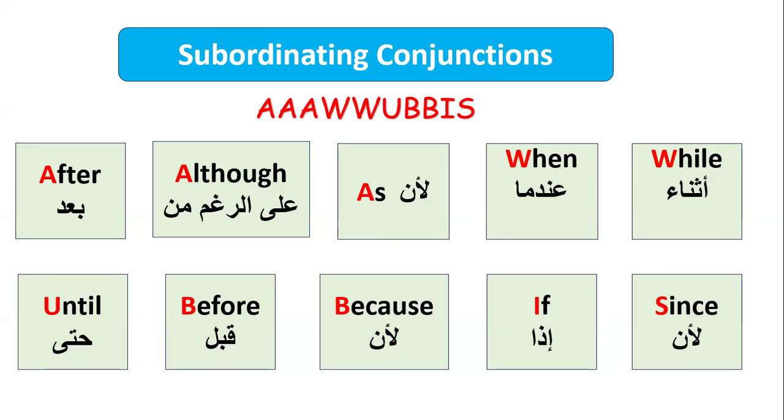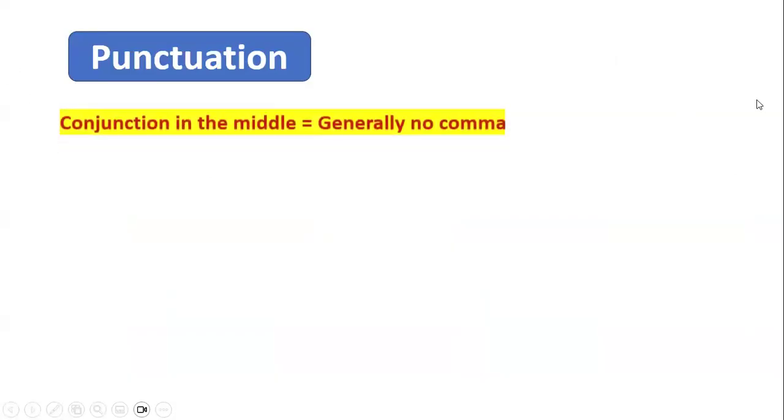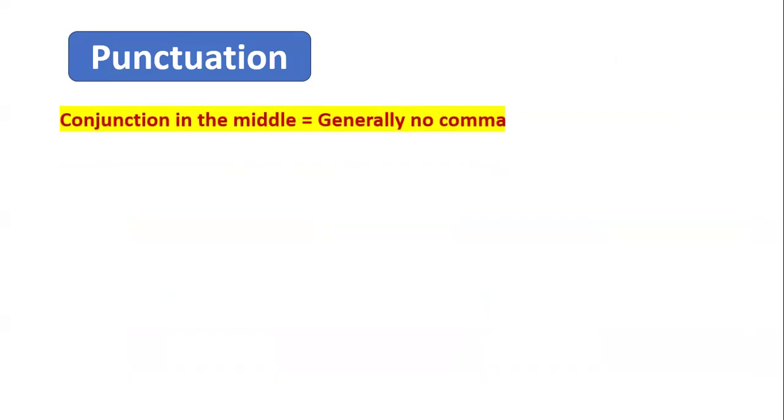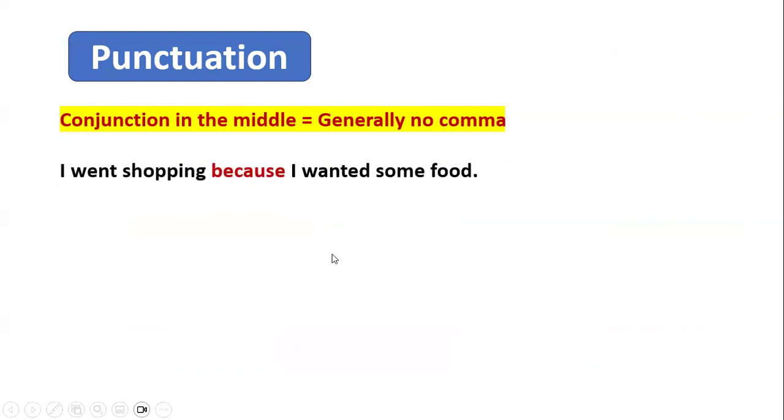There's another meaning, which is because. So since here, as a subordinating conjunction, means because. Another meaning for the word because, لأن. Okay, so just be careful with this. Also, as is another word that means because. Okay, so be careful with this, and then we will try to look or discuss some punctuation notes. Okay, in most cases, generally, if the conjunction is used in the middle, then I will not use a comma. For example, I went shopping because I wanted some food.